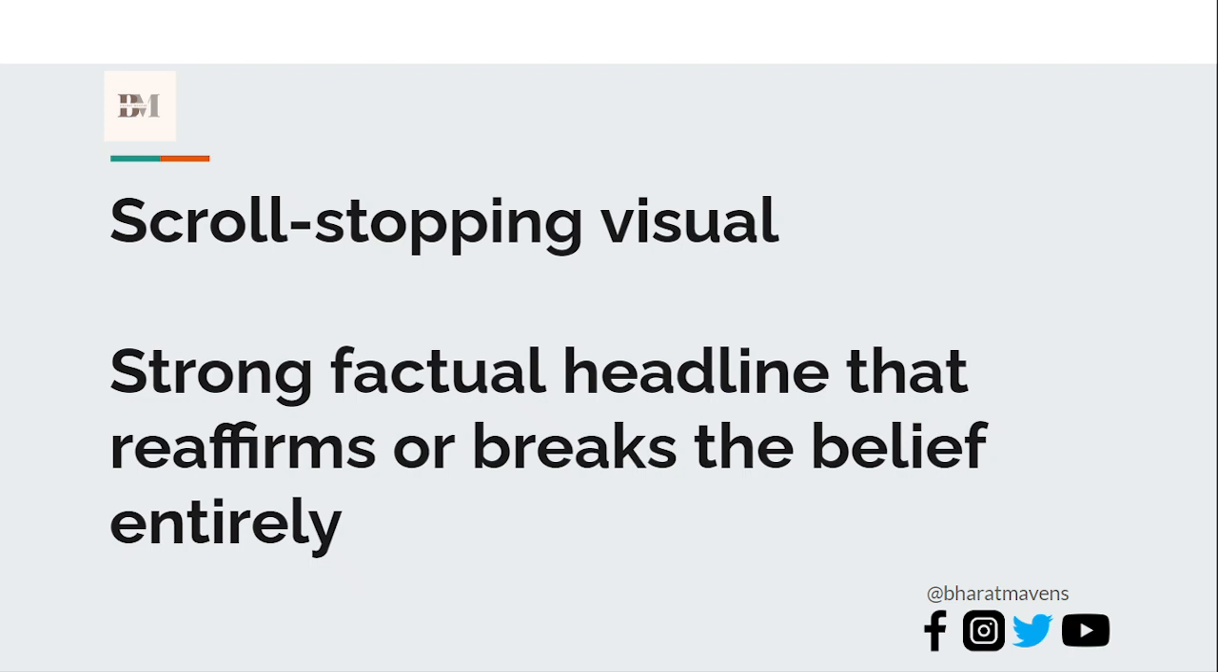Next, a strong factual headline. It should say exactly what they can expect from this product. It should give a promise. Like in the example shown earlier, it is giving a promise that you can reverse your gray hair. So every good image ad also gives a promise that something can be done which you thought might not be possible. That promise is led with the product. Don't exaggerate the promise, always make it under-promising so that you over-deliver on the product and the customer repeat rate is high. So a strong factual headline that reaffirms or breaks the belief entirely is what is required whenever you're creating a good image ad.